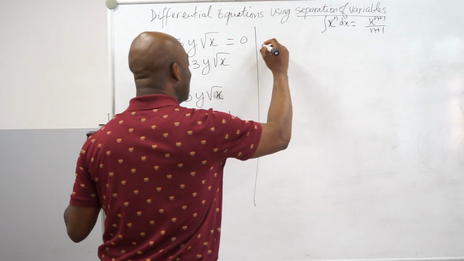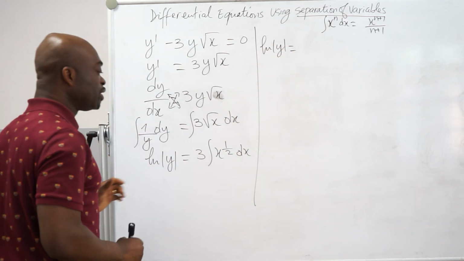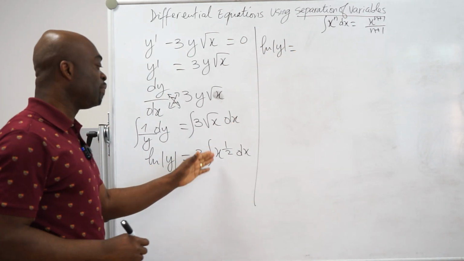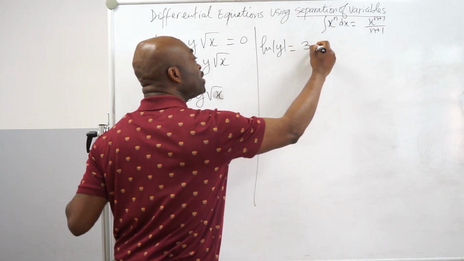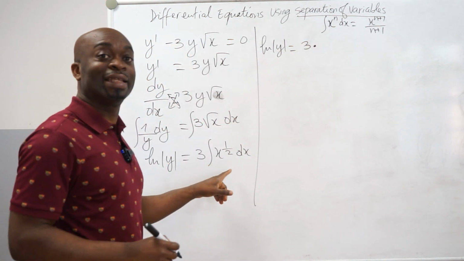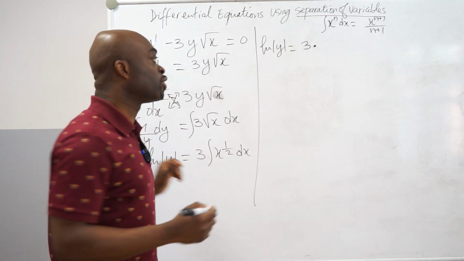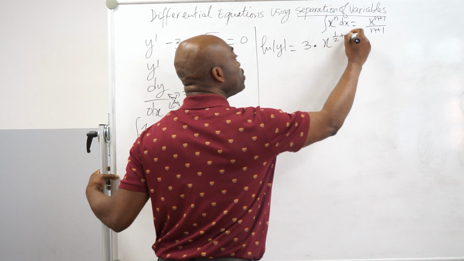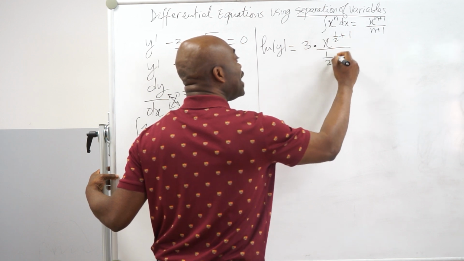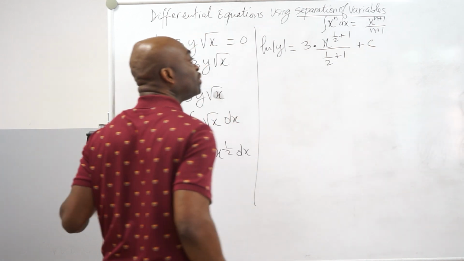So we have ln of the absolute value of y, which is equal to, we still have the 3. So what will be the integral of this one here? So we have our 3 times, and then we have to add 1/2 and 1. So what is 1/2 and 1? Let's write it down here so that everybody can see what's really happening. And then don't forget plus c, okay?